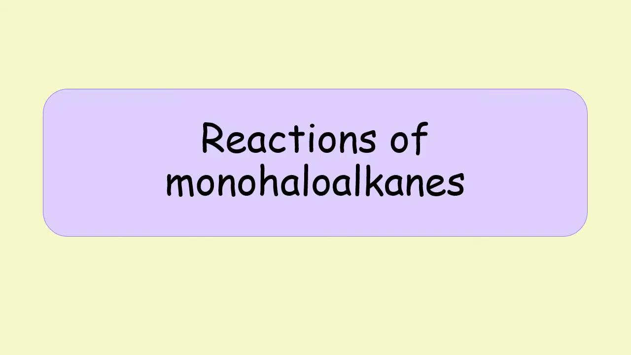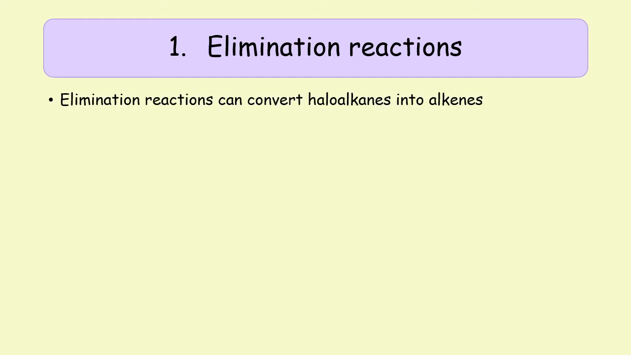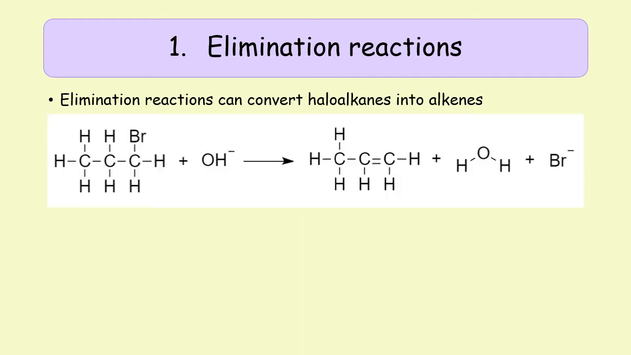So next, we're going to be looking at the reactions of our monohaloalkanes. The first type of reaction is called an elimination reaction. Elimination reactions go from monohaloalkanes to alkenes. You do need to know the reaction conditions and the mechanism by which this occurs. The mechanism will be on a different video. It's not shown in this because this is just an overview. All the mechanisms will have their own individual videos, so do look out for them.